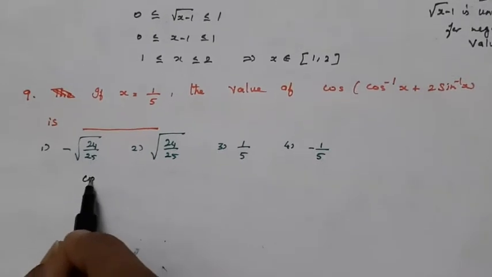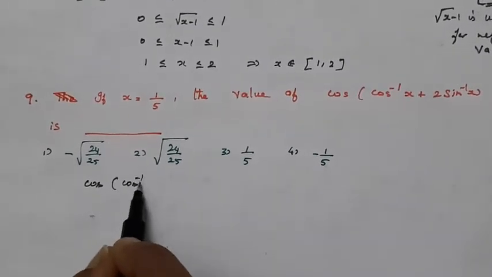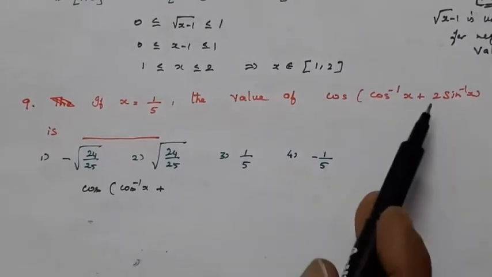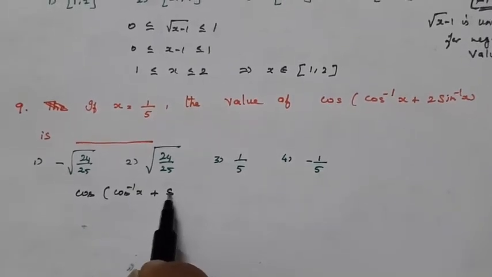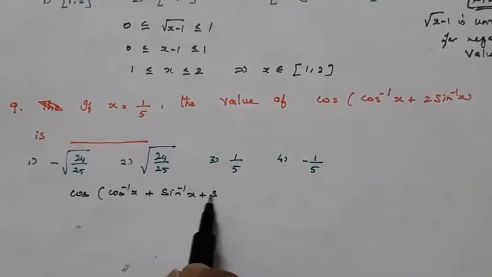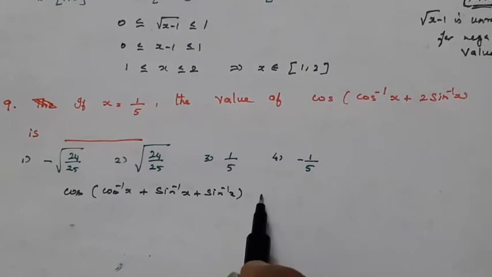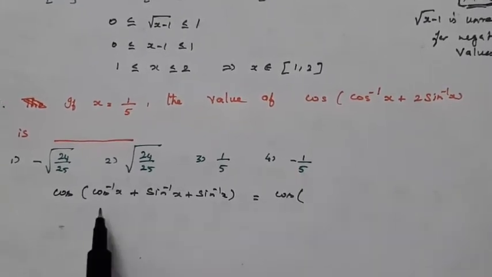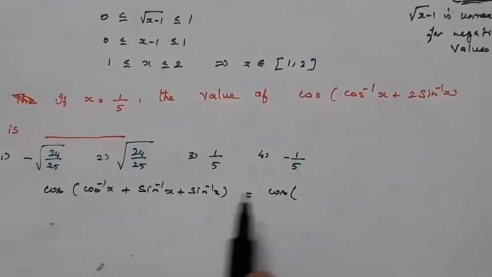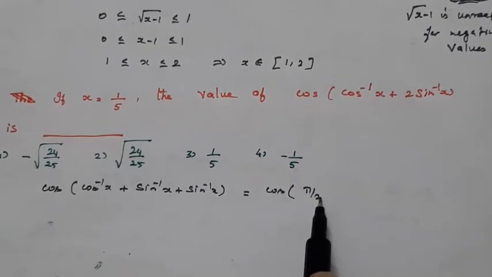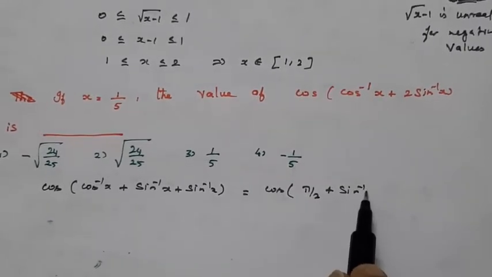Okay. So the given expression is cos inverse of x plus 2 sin inverse of x. Let us split this as cos inverse of x plus sin inverse of x plus sin inverse of x. So that cos inverse of x plus sin inverse of x will be equal to pi by 2, and then plus sin inverse of x.